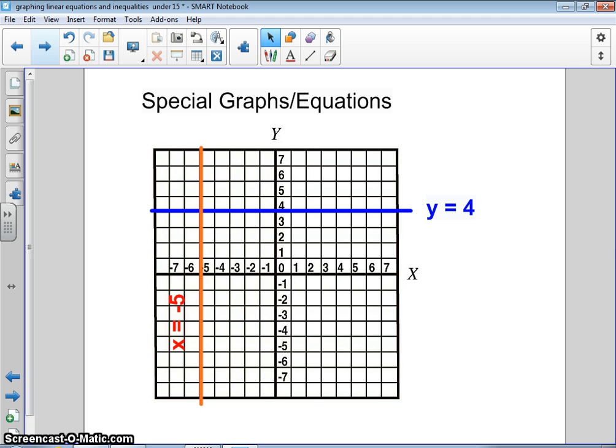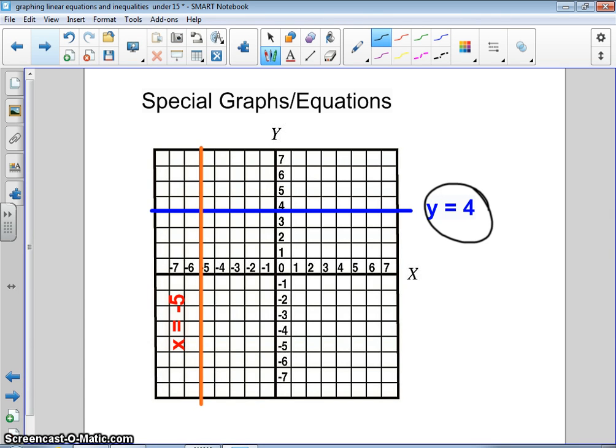We've got 2 special equations to cover, horizontal lines and vertical lines. Anytime it's a horizontal line, like the blue line on here, then you're going to have y is equal to something. That means that the height of this line never changes. It's always 4. So the equation of that line is y equals 4.